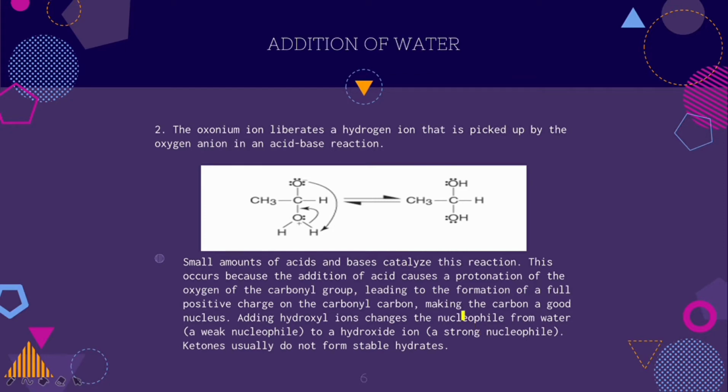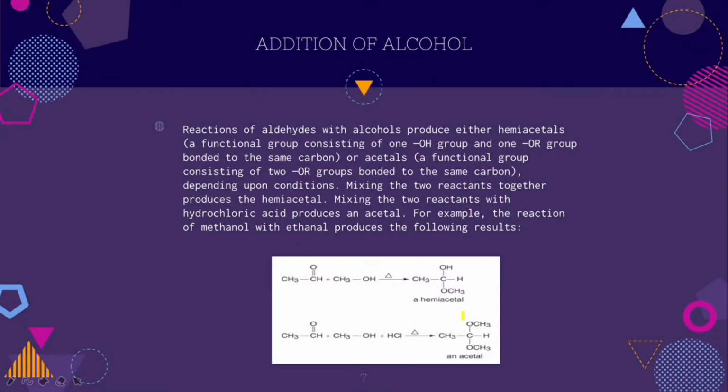in an acid-base reaction. Small amounts of acids and bases catalyze this reaction. This occurs because the addition of acid causes a protonation of the oxygen of the carbonyl group, leading to the formation of a full positive charge on the carbonyl carbon, making the carbon a good electrophile. Adding hydroxide ions changes the nucleophile from water, a weak nucleophile, to a hydroxide ion, a strong nucleophile. Ketones usually do not form stable hydrates.